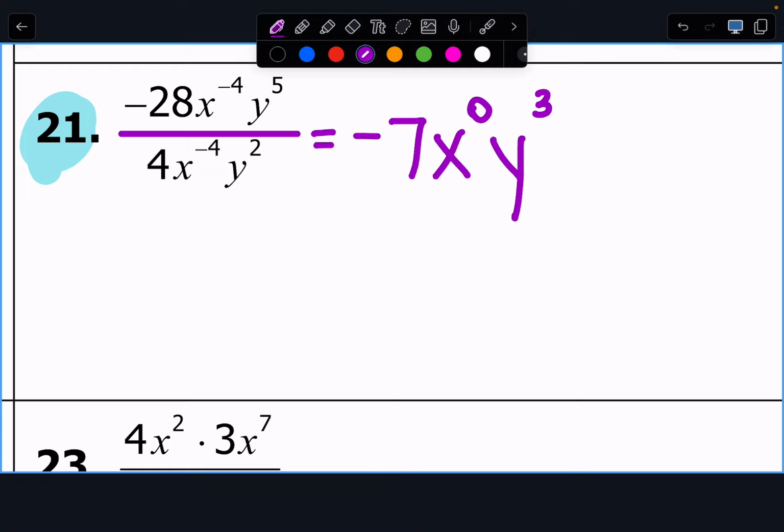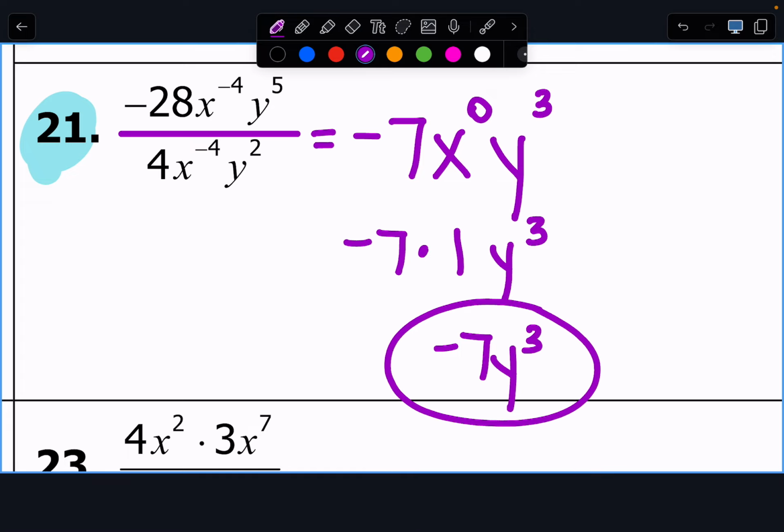Ooh, hey, what does x to the 0 mean? It means 1. So this is just negative 7y to the 3rd because x to the 0 is 1. Anything to the 0 power is 1.